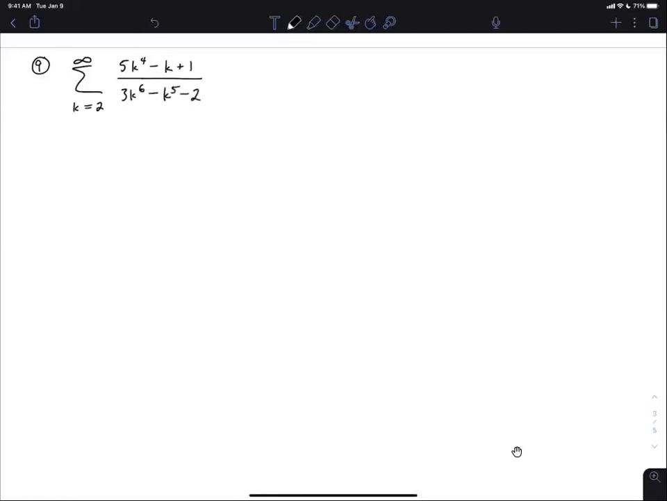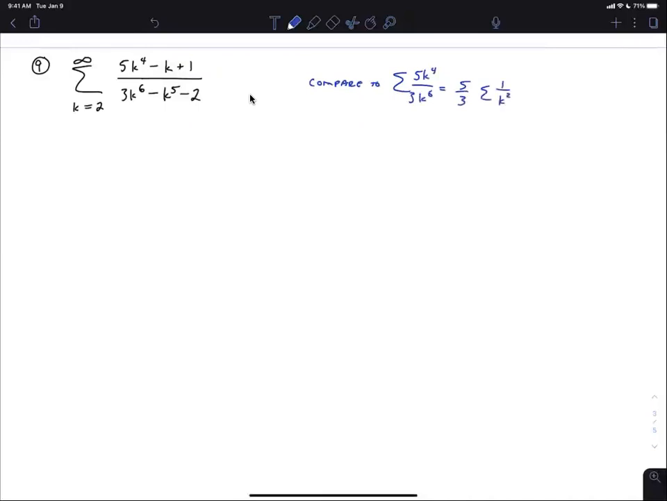Okay, so if we look at that, we're going to look at that and say, okay, well, everything's positive. They're all the same function types, so everything's a power function there. So we're going to immediately compare this to 5k to the 4th over 3k to the 6th. So we're going to say, okay, compare to the sum 5k to the 4th over 3k to the 6th. Well, that's the same thing as 5/3 times the sum 1 over k squared.